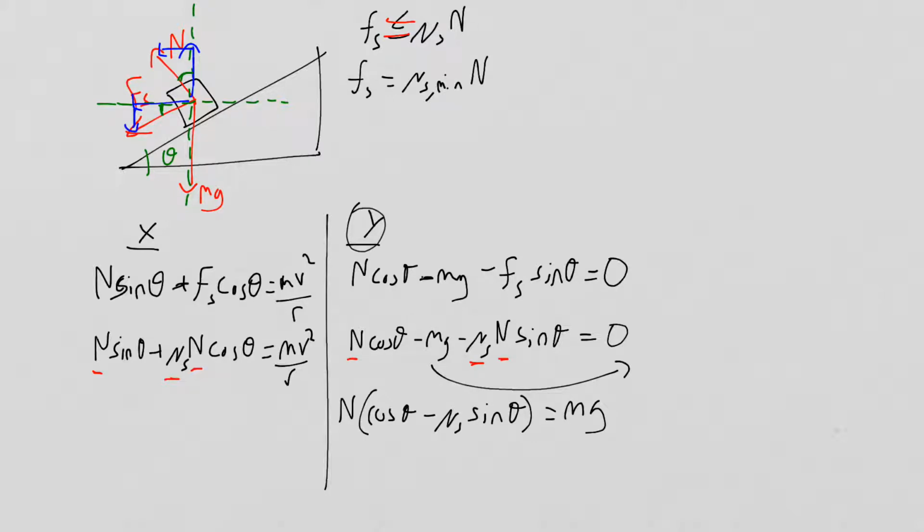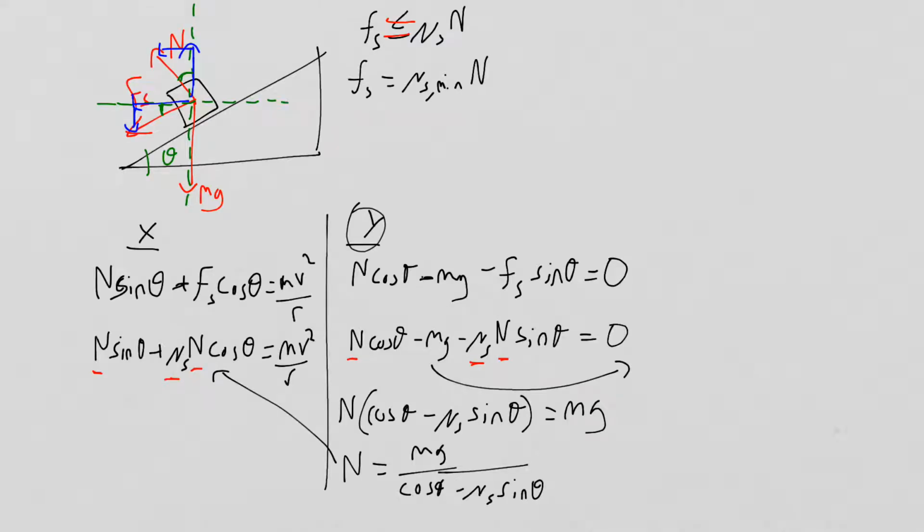Right, so now we can see that the normal force is mg over a complicated expression. Right, and we can take this and we can put it in up there. And now we'll have one equation that only has mu s in it. Right, so I'm going to go to another page for that because the algebra is going to get a little ugly.